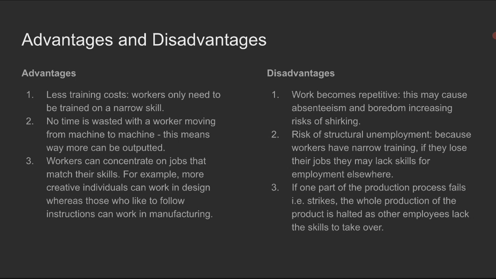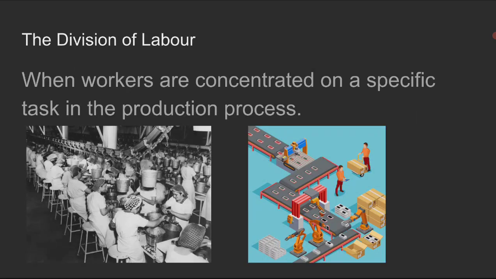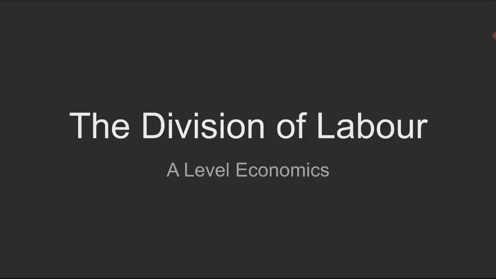Thirdly, if one part of the production process fails, for example there's strikes, then the whole production of the product is halted because other employees lack the skills to take over from that very specialised role. So in short, that is the topic of the division of labour for A-level economics.